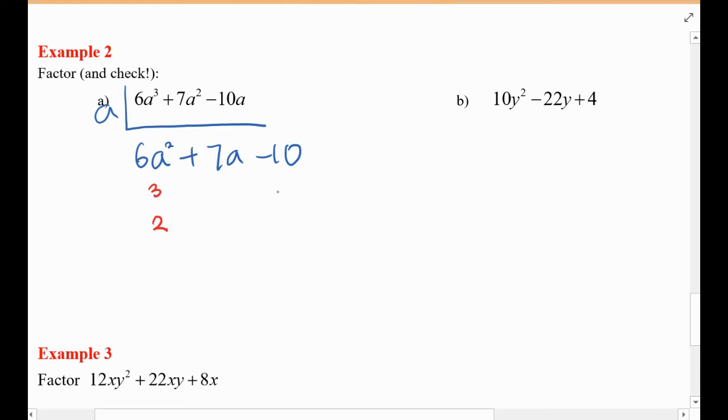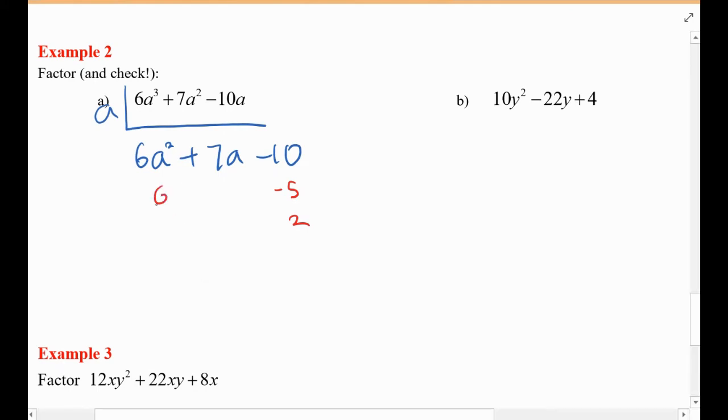Then let's do negative 5 and 2 here. And let's do it again. 6 and negative 10. Add them up. It becomes negative 4. It's not a correct pair. Okay, then let's change everything from the beginning.